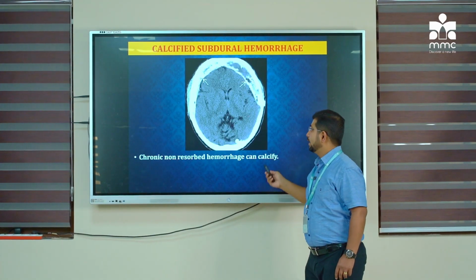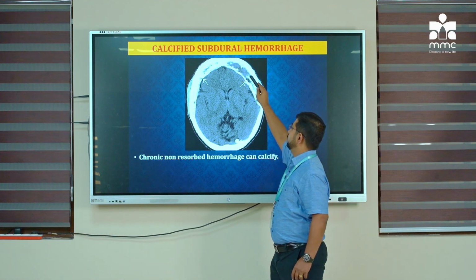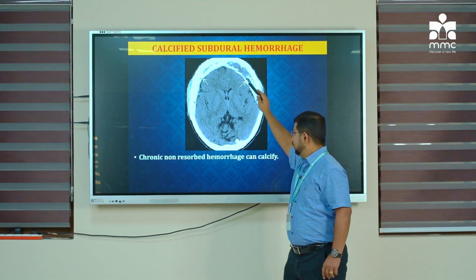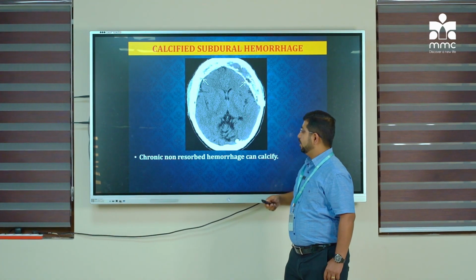Sometimes there can be calcium deposition inside the subdural hemorrhage instead of it getting resorbed. So this is called calcified subdural hemorrhage.